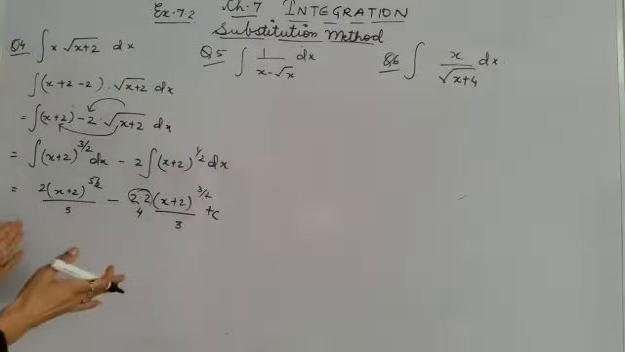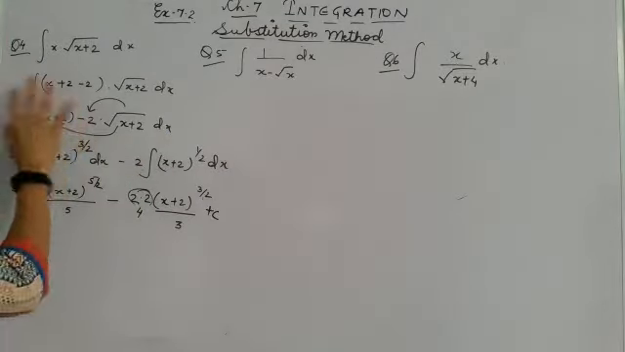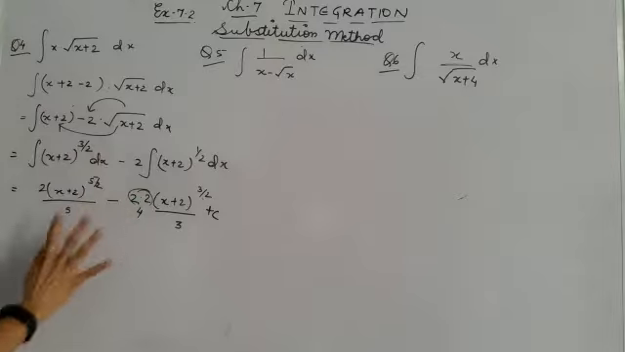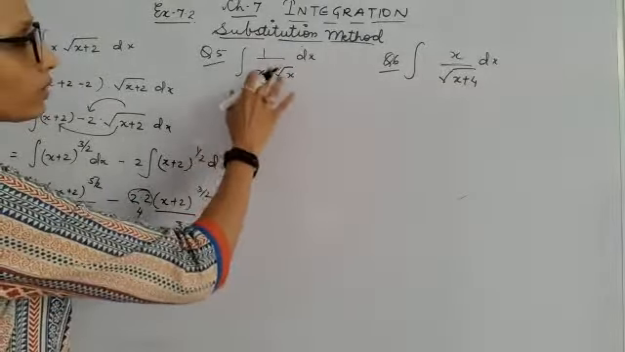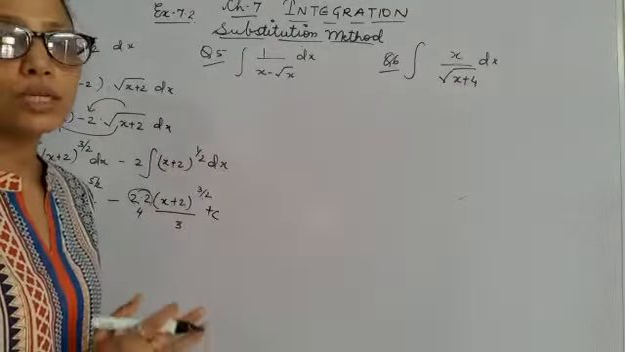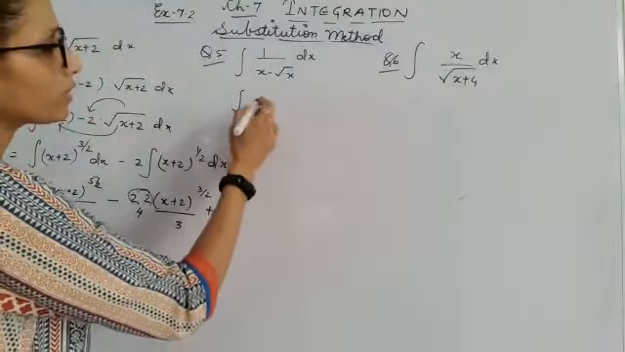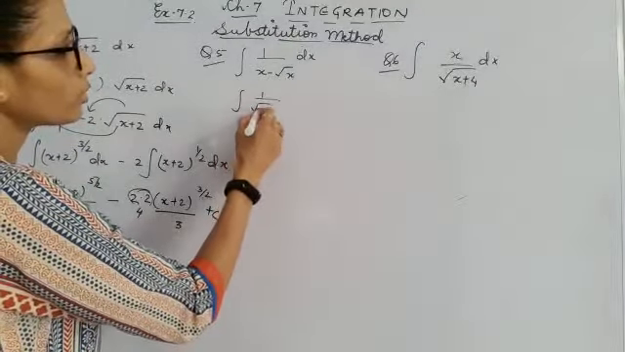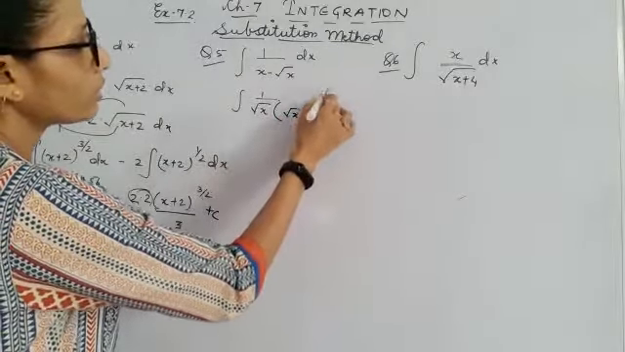So this is the question that I have done without the substitution method. So simply I have simplified it. That's it. See this question. Here it is given 1 by x minus root x. Again I cannot substitute anything over here. So I'll just simplify it. I'll take root x common out of it. So I'll be getting it as root x into root x minus 1 dx.